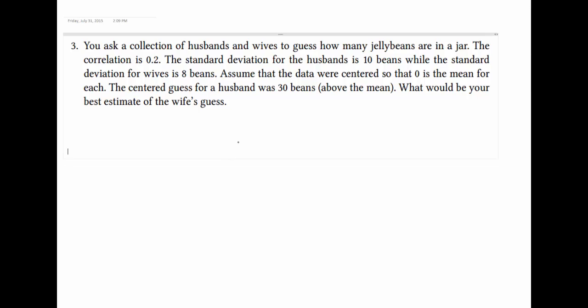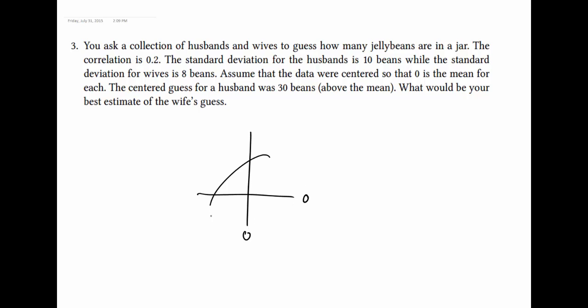Okay, so our data looks something like this. Here's 0, and here's 0. It looks pretty noisy, like a big fattish blob. This is the wife's guess, and this is the husband's. So we want to find the regression line through this data, and it has to go through 0, 0 because the data has been centered. So both the mean for the husbands and the mean for the wives is 0.